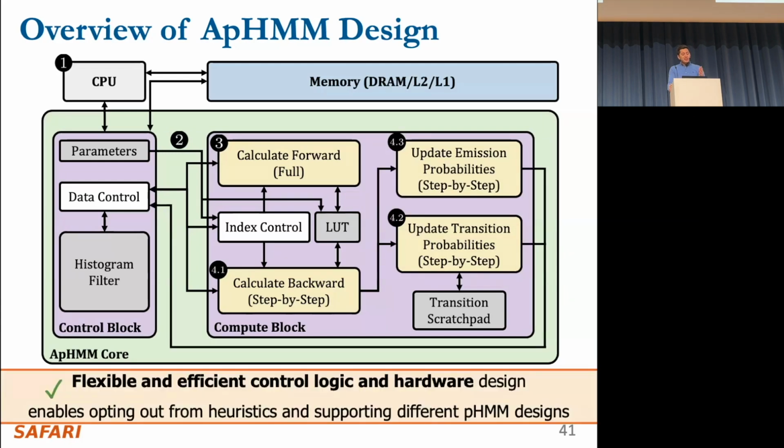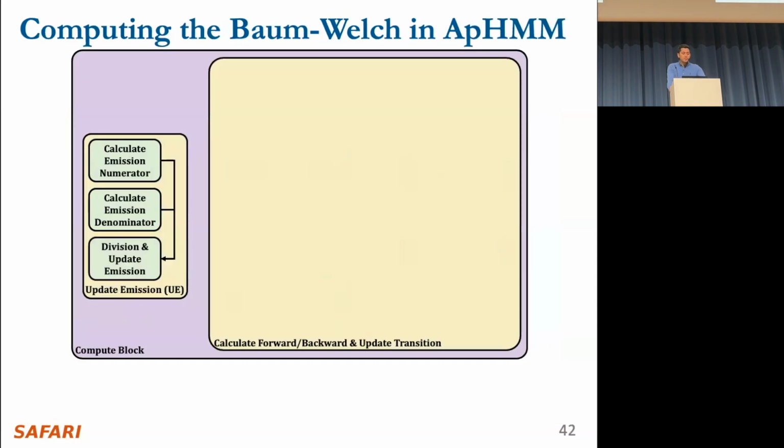And this design is very flexible, and it provides efficient control logic and hardware design that enables opting out from our heuristics, such as lookup table and filtering and so on, because some applications may really need really accurate computation. And it also provides the necessary controls to give the right index control for different designs of PHMMs.